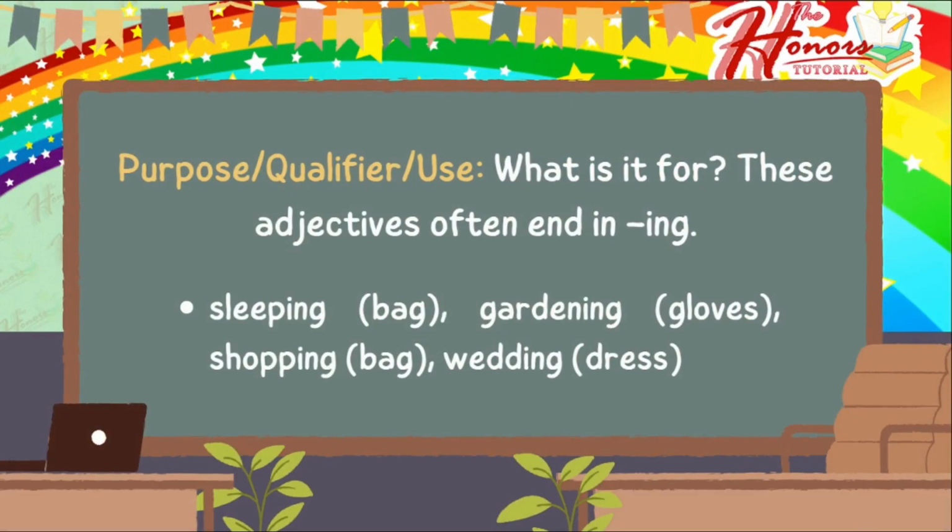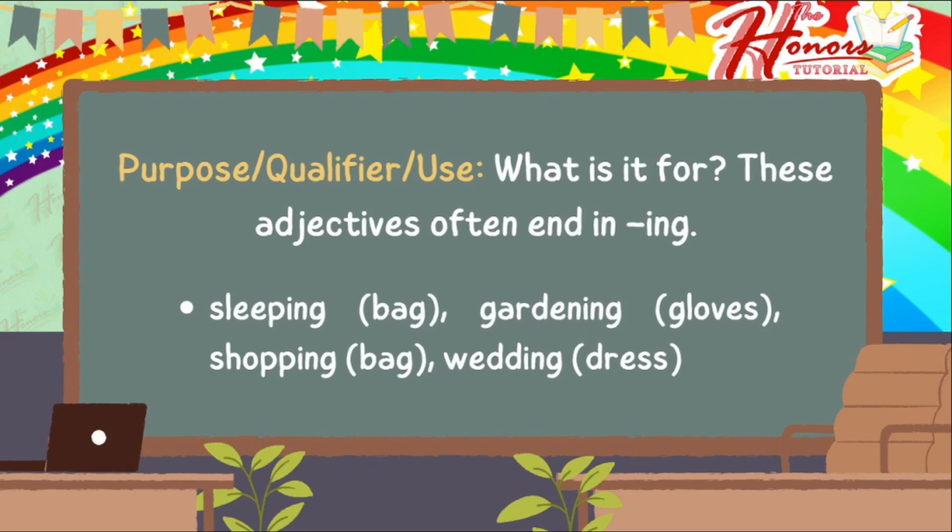And the last one is the adjective purpose, also known as qualifier or use. It answers the question, what is it for? Usually, these adjectives often end in ing. Like for example, is it used for sleeping? Is it used for gardening? Is it for shopping? Or for the wedding. And then the last of all of those types of adjective is the noun that they are describing. Are they describing the bag, the gloves, or the dress, and so on? Do you understand? All right, very good.